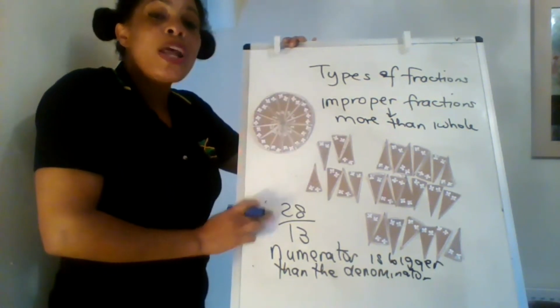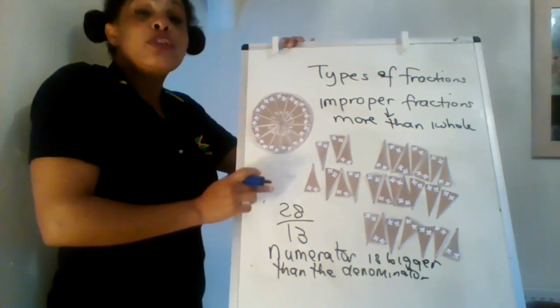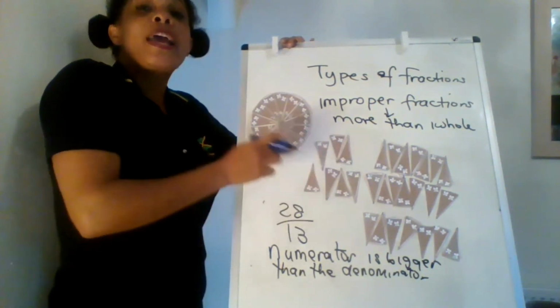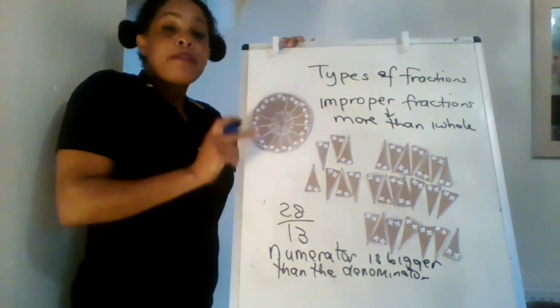That is what we call an improper fraction. An improper fraction is a fraction that is greater than 1, that we can get more than 1 from. So that is what we call an improper fraction.